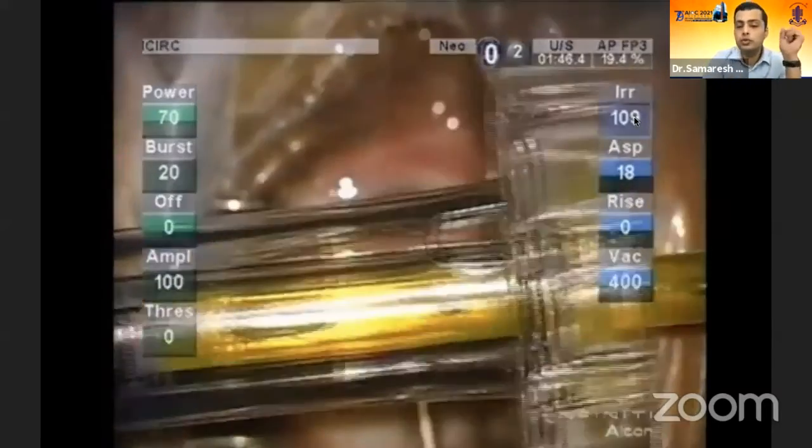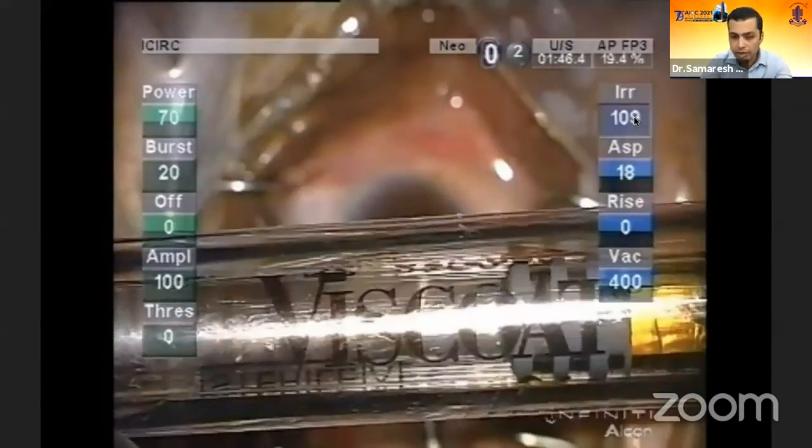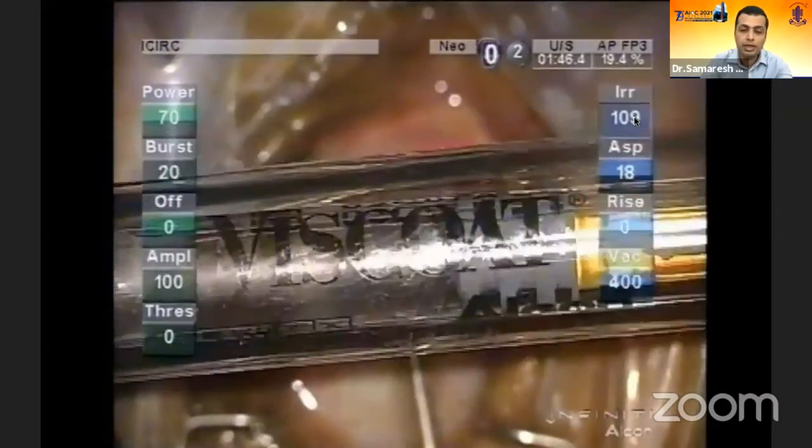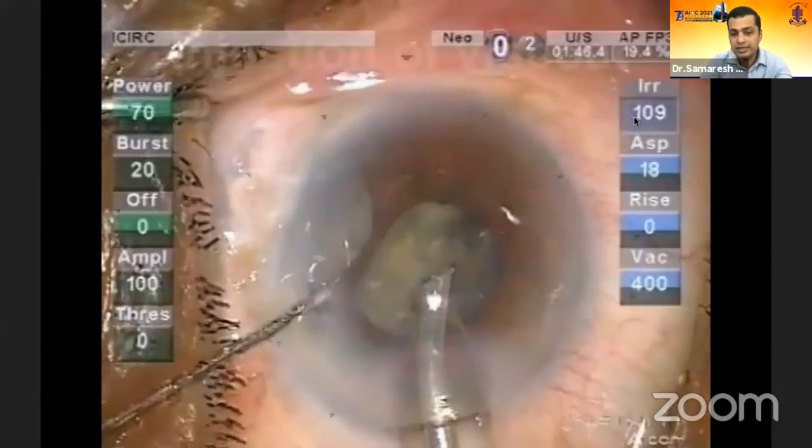So the best thing to do is to use viscoelastics, which are tools now in our hands to prevent damage from happening. My preferred viscoelastic is dispersive, in this case Viscoat.